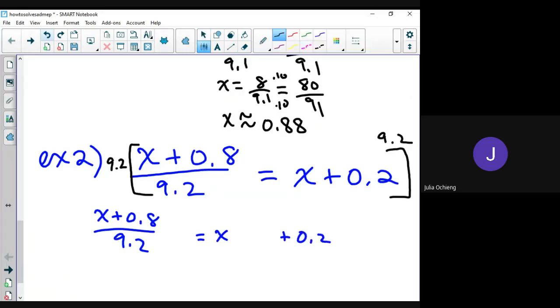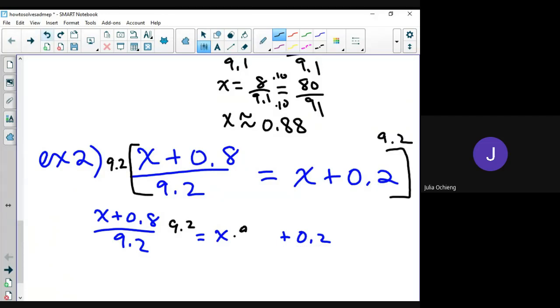And then every term gets multiplied by that 9.2. So this fraction counts as one term. Anything that's added or subtracted counts as one term, so that x is also its own term, so that has to be multiplied by 9.2, and then the plus 0.2 is the last term.